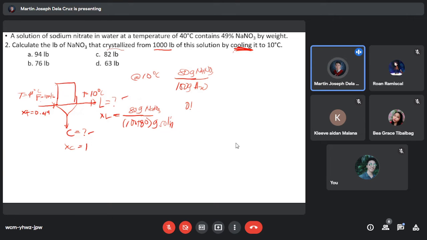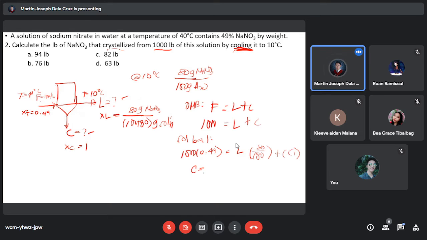So, we have now your OMB. We have F is equal to L plus C. And then, 1,000 is equal to L plus C. And then solute balance, we have 1,000 times 0.49 is equal to your L XL, which is 80 over 180, plus C times 1. So C now is ilan class? Please tell me your answer in here class. C and L.